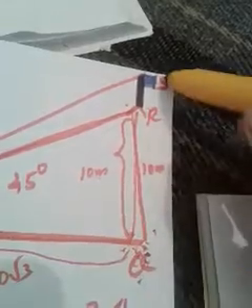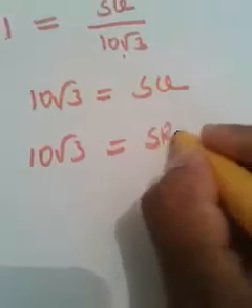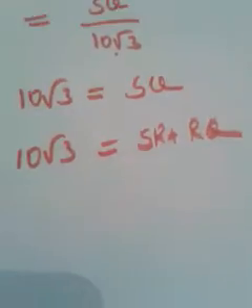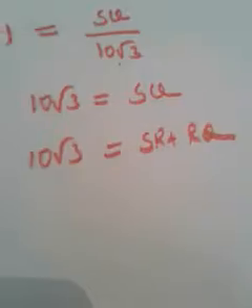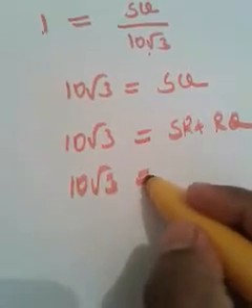So instead of SQ, I am going to write SR plus RQ. Why? Because I need SR. That's why I am going to make a splitting like that. So you can write SQ as what? SR plus RQ. Okay. So it becomes 10 root 3 is equal to SR plus RQ.